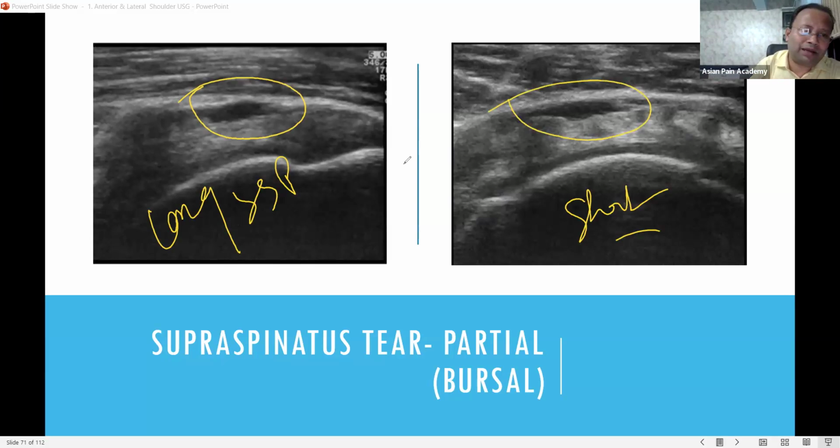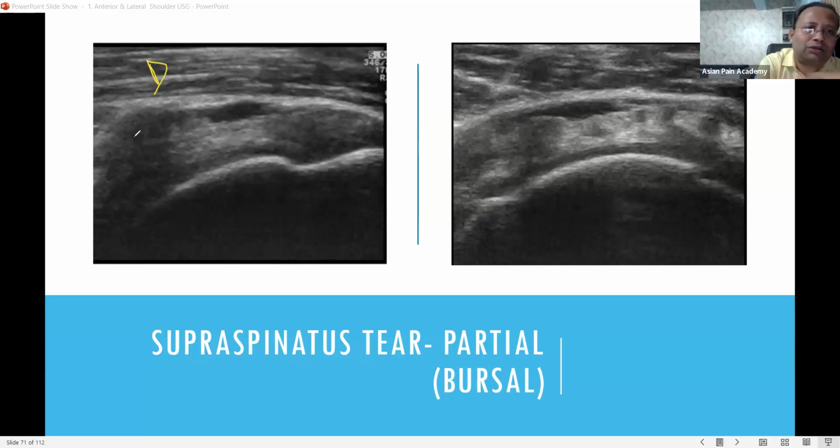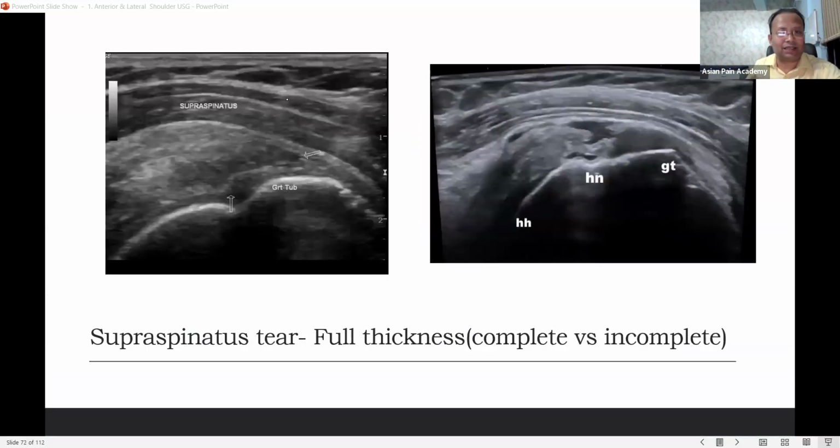So what will happen if there is a bursal side tear? Just between the deltoid and supraspinatus, in the subacromial subdeltoid bursa area, some fluid will come and herniate into the area where the muscle fiber is broken. So you will find this type of picture in the supraspinatus tear if it is a bursal side tear.